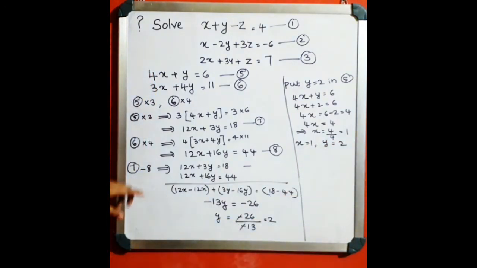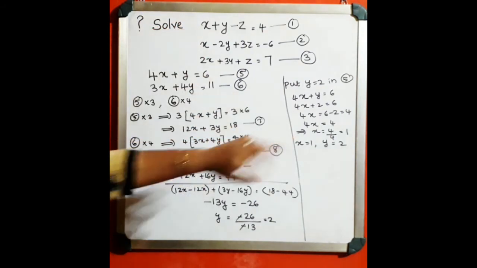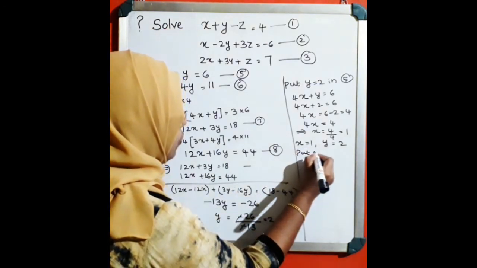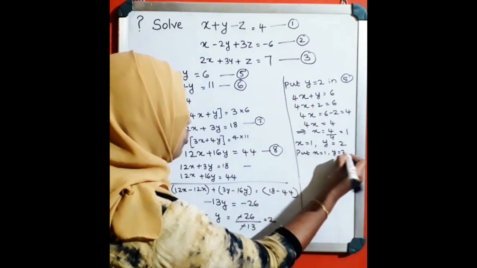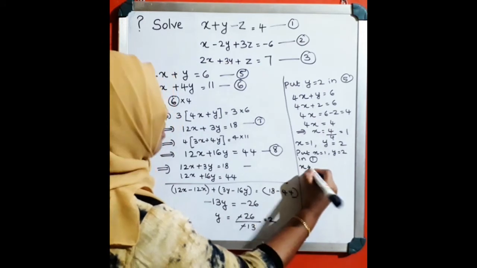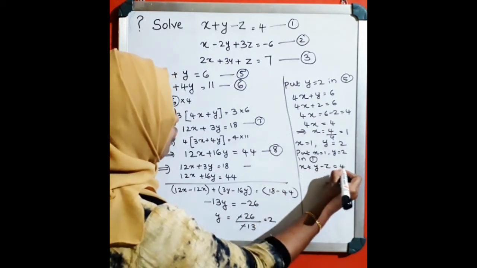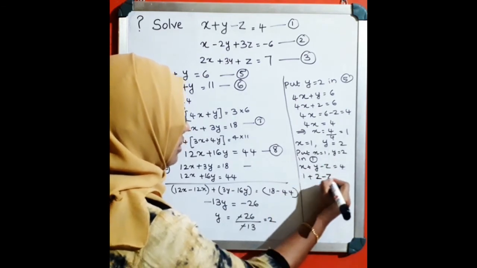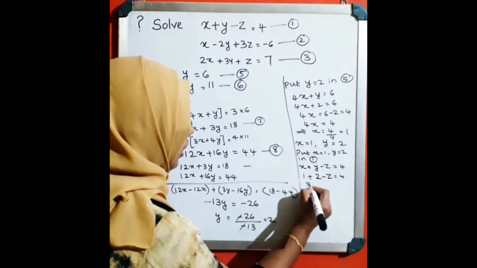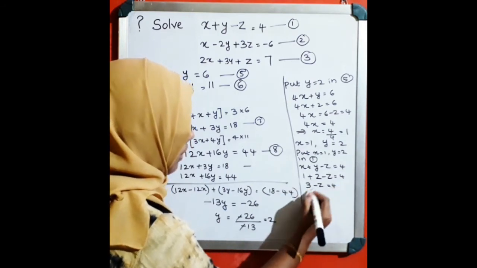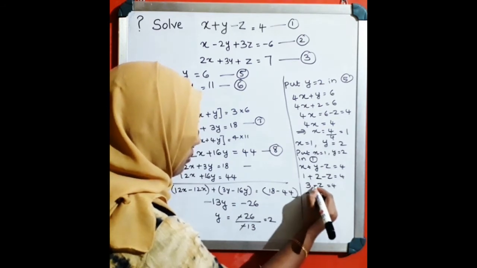So to find the value of this z, substitute the value of x equal to 1 and y equal to 2 in equation number 1. That is, put x is equal to 1 and y equal to 2 in equation 1. We get x plus y minus z is equal to 4. X value is 1 and y value is 2 minus z is equal to 4. 1 plus 2 is 3. 3 minus z is equal to 4.